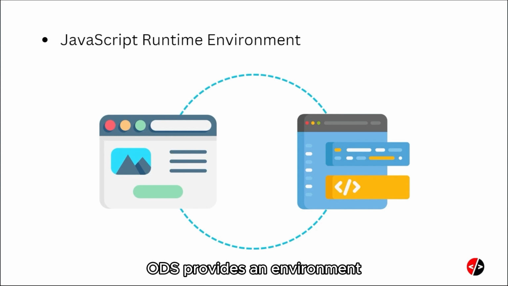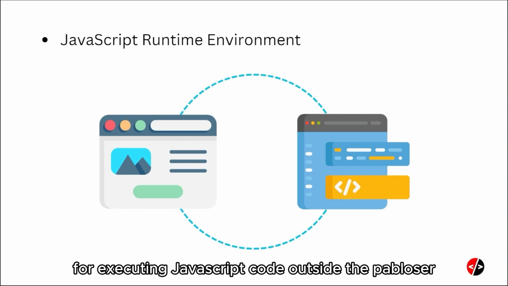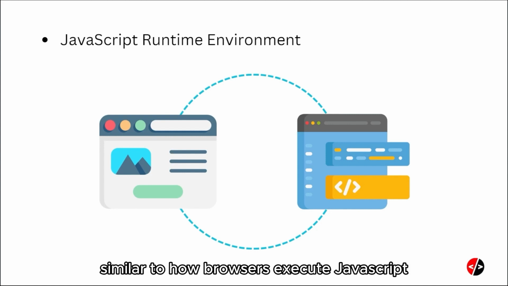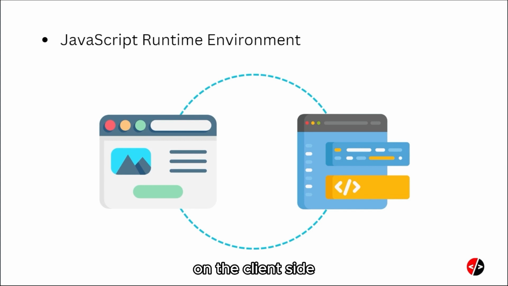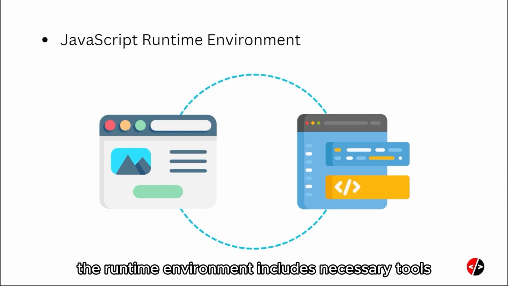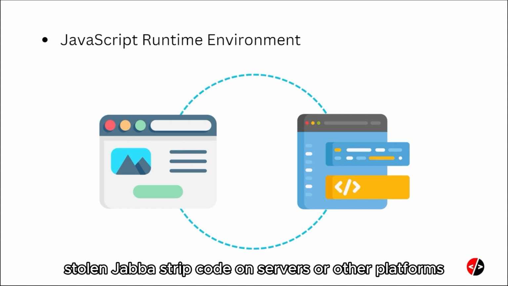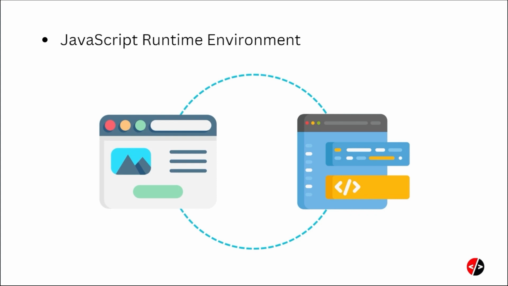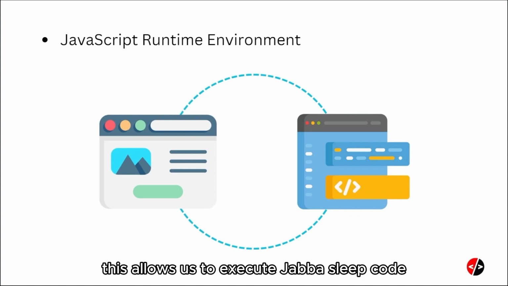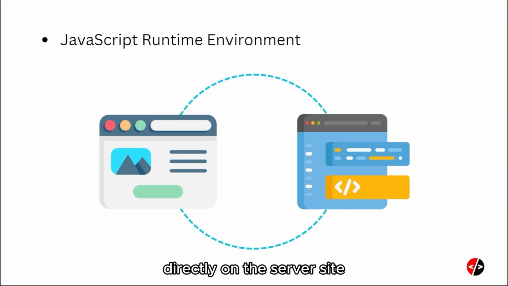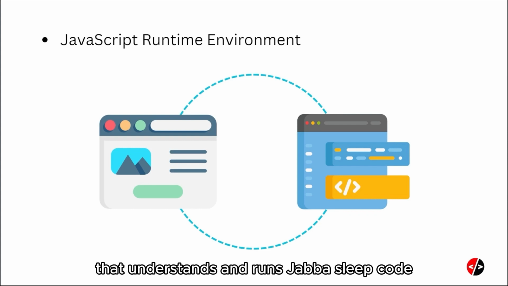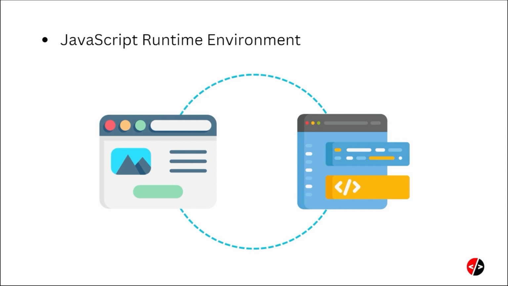Node.js provides an environment for executing JavaScript code outside of a browser, similar to how browsers execute JavaScript on the client side. The runtime environment includes necessary tools, libraries, and resources to run JavaScript code on servers or other platforms. This allows us to execute JavaScript code outside of a web browser, directly on the server side. Think of it as a standalone server that understands and runs JavaScript code.